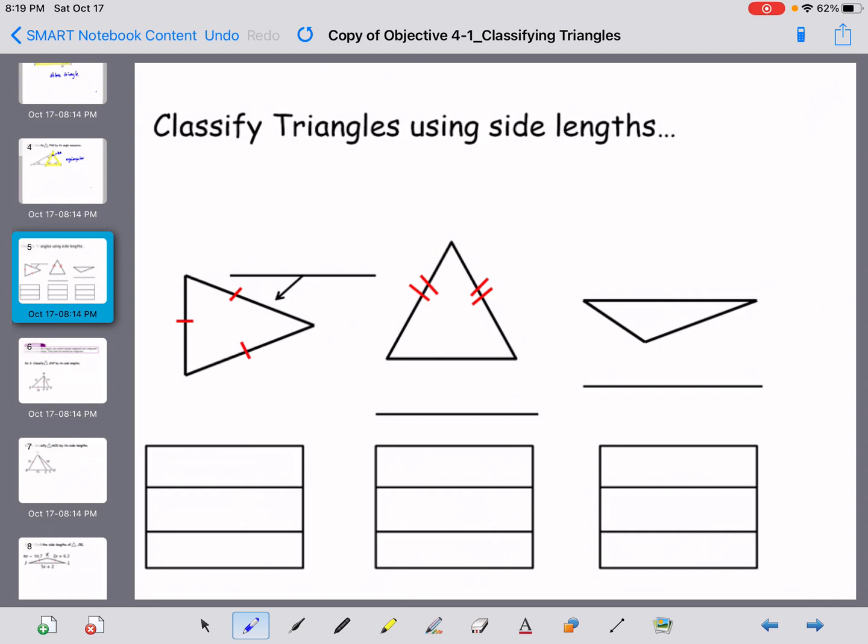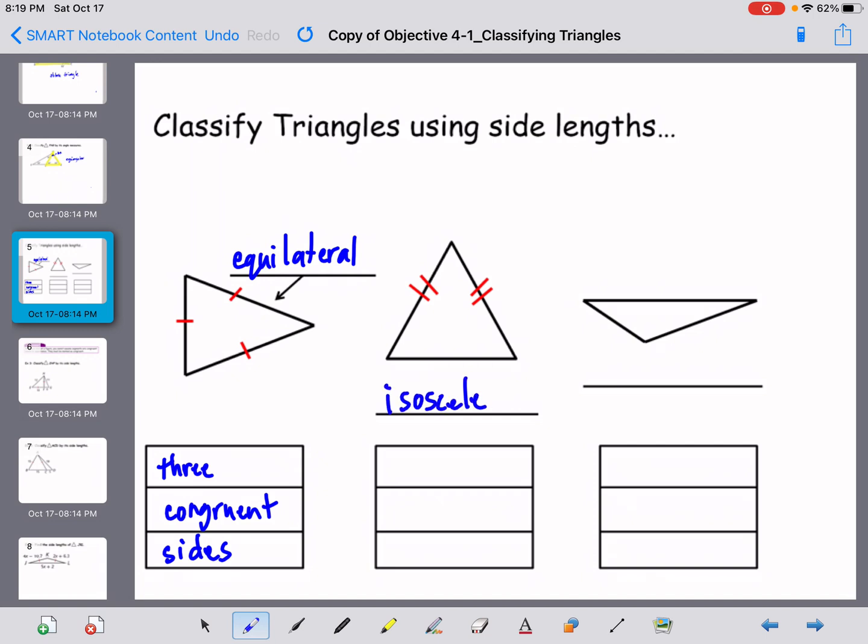Okay, so if we think about classifying triangles by their angles, now let's classify triangles by their sides. So if we have 3 congruent sides, we would say equilateral. So 3 congruent sides. The next, 2 congruent sides, would be an isosceles triangle. So 2 congruent sides.